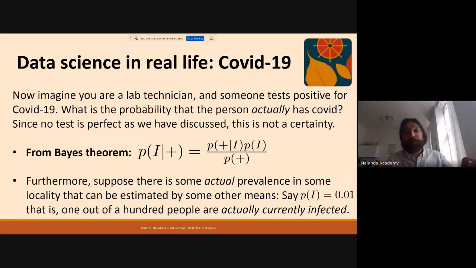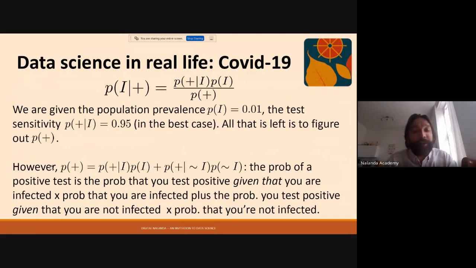What we did was we thought about the probability of testing positive. There are only two possibilities that are mutually exclusive and complete: either you're infected or you're not infected. There's no other way. I either have the disease or I don't. So the probability of a positive test is the probability that you test positive on the condition that you're infected times the probability that you're infected, or that you test positive under the condition that you're not infected times the probability that you're not infected. This is just, if you like, the definition of what this is.